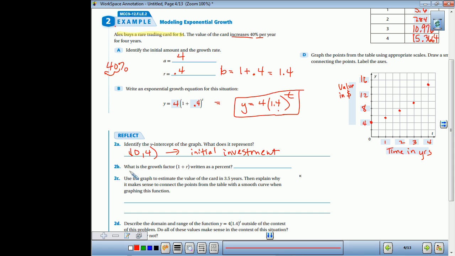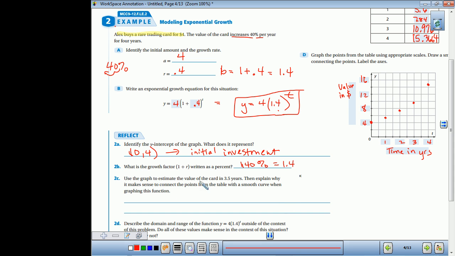Okay, 2b. What is the growth factor 1 plus r when written as a percent? So the growth factor would be 140%. It's 1.4 here, and that's what it's equal to as a percentage.